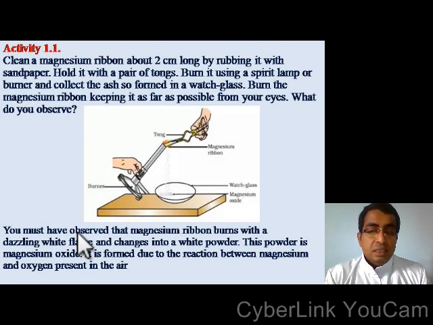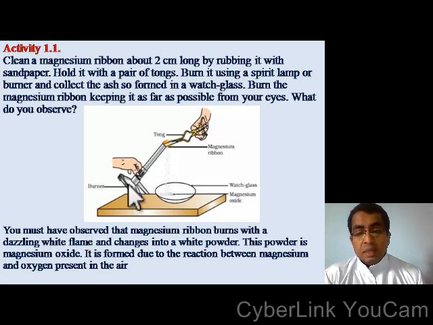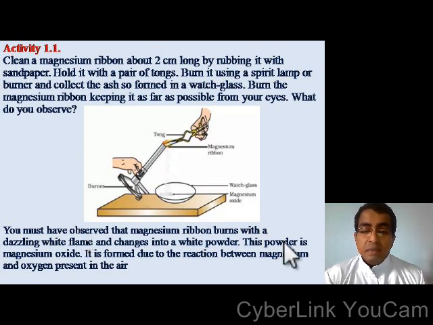Let's go for an activity. Clean a magnesium ribbon about 2 centimeters long by rubbing it with sandpaper. Hold it with a pair of tongs. Burn it using a spirit lamp or burner and collect the ash so formed in a watch glass. Burn the magnesium ribbon, keeping it as far as possible from your eyes. What do you observe? You must observe that magnesium ribbon burns with a dazzling white flame and changes into a white powder. This powder is magnesium oxide. Magnesium oxide is formed due to the reaction between magnesium and oxygen present in the air.